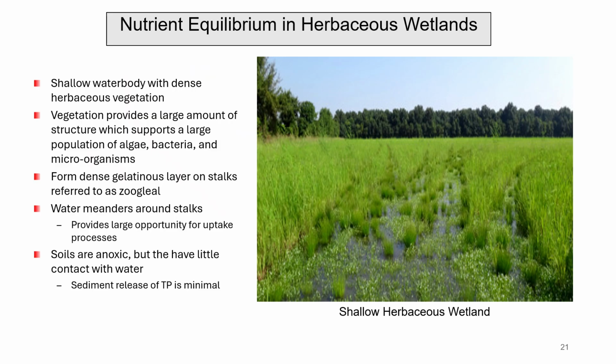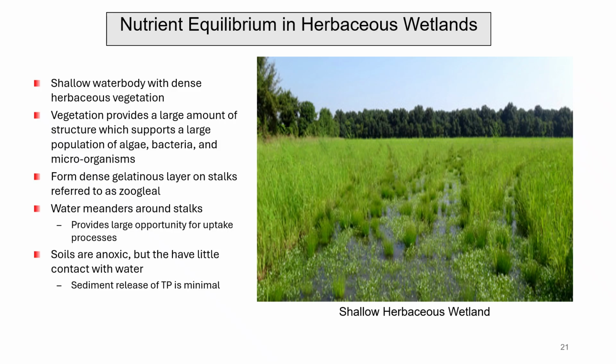Let's now examine the nutrient equilibrium specifically within herbaceous wetlands. These are characterized by shallow water bodies densely packed with herbaceous vegetation. This dense vegetation provides a significant amount of physical structure, which in turn supports a large and diverse population of algae, bacteria, and other microorganisms. These organisms often form a dense gelatinous layer directly on the plant stalks, commonly referred to as zoogloea.